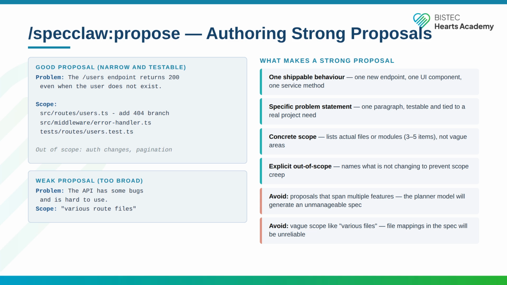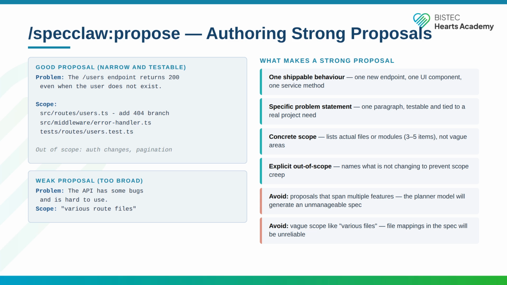Consider a concrete example of a strong proposal. The problem: the /users endpoint returns 200 even when the user does not exist. The scope: 3 specific files, the route handler, the error middleware, and the test file. Out of scope, auth changes and pagination. That proposal gives the planner model everything it needs to generate precise acceptance criteria and file mappings.